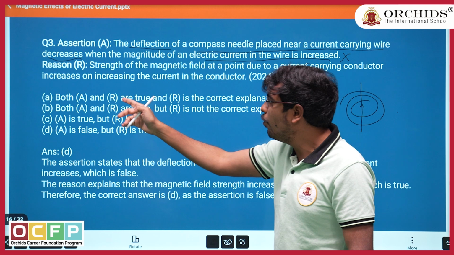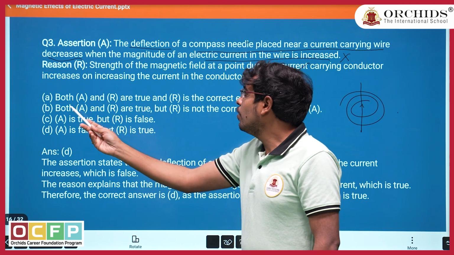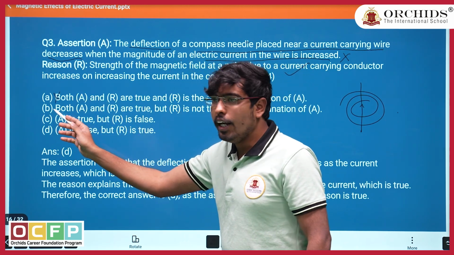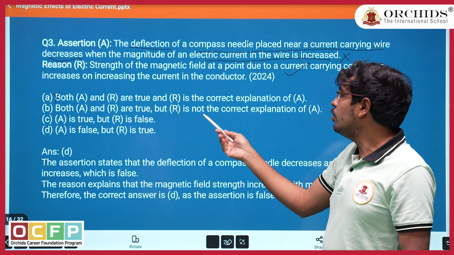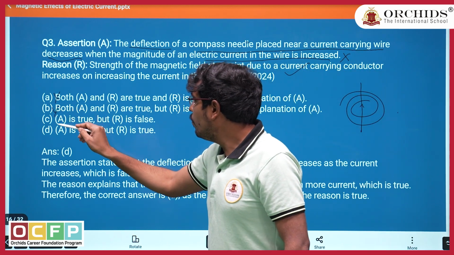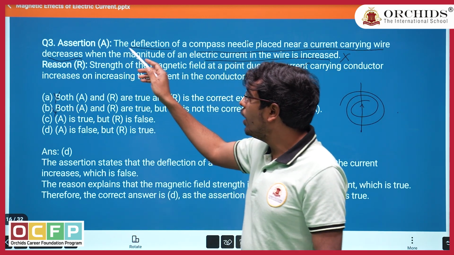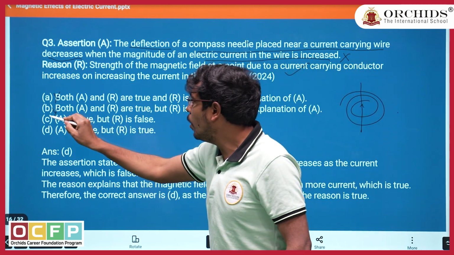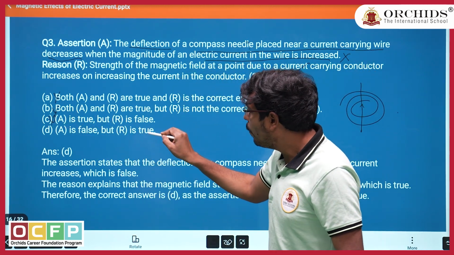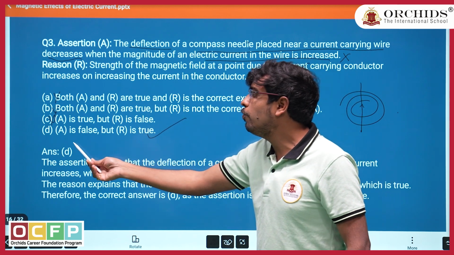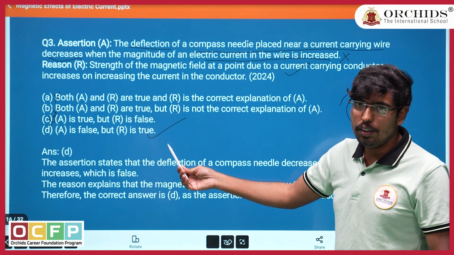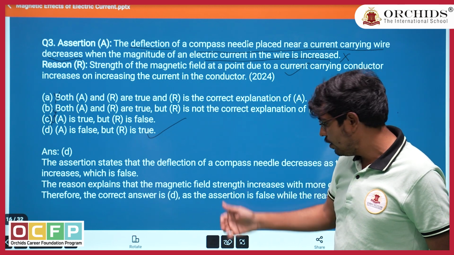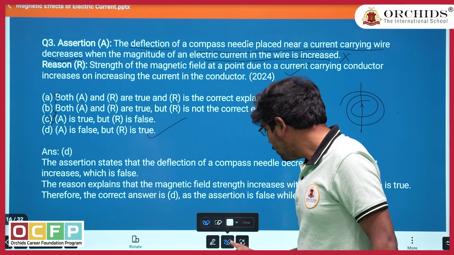When you go through the four options given here, option A says both are true, which is wrong. Option B again says both are true, but there is no correct explanation, so this is also wrong. Now if you observe, option C says A is true, but according to the conclusion we made, A is false. So even option C is wrong. So which option is correct? Option D is the only match: A is false and R is true. So that is the third question of the assertion-reason questions. Now we'll go to the next question.